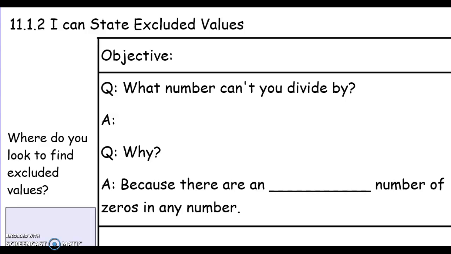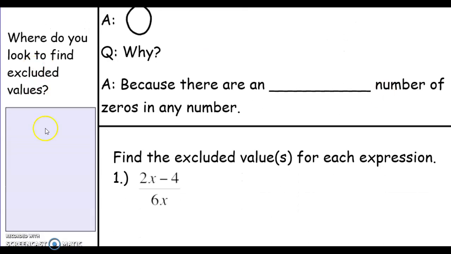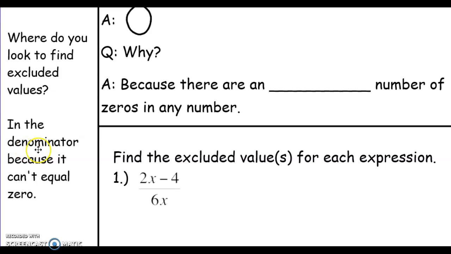What number can't you ever divide by? And that's 0. And you can't divide by 0 because there's an infinite number of zeros in any number, or you just can't do that. So if you have questions about it, you can ask Siri what 0 divided by 0 is, and that's just a fun little thing. So where do you look to find excluded values? You look in the denominator because it can't equal 0.